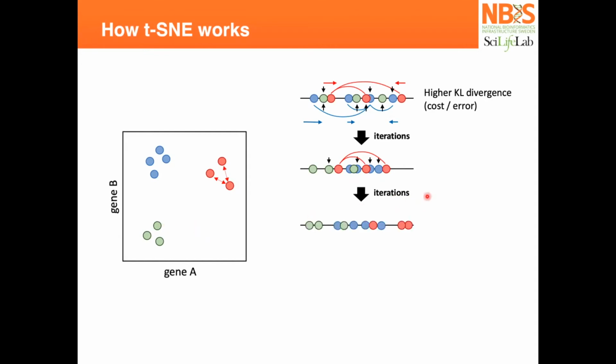So then you can go on and update the positions of those points in the reduced space until they converge in a way that the red ones are now very similar to what they are in the original space. The same thing for the blue ones and the same thing for the green ones here. So what tSNE optimizes is that the distance between the nearest neighbors, for example the red ones here, should match what you have in the original space.